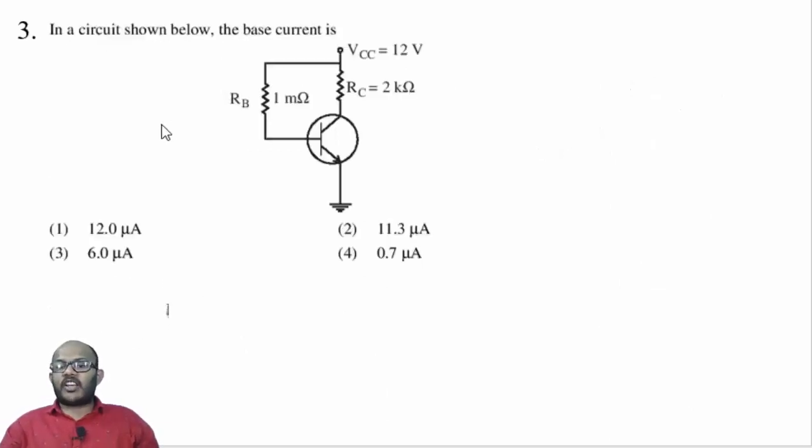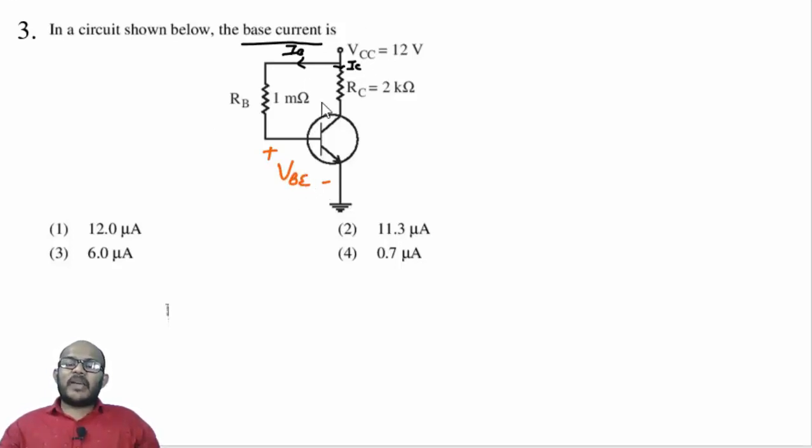Moving on to the third question, what is given is, in the circuit shown in the figure below, you have to calculate the base current IB. So let me take this current as IB, and this current I am going to take as the collector current, that is IC. And the voltage drop across base to emitter, I am going to call it VBE.